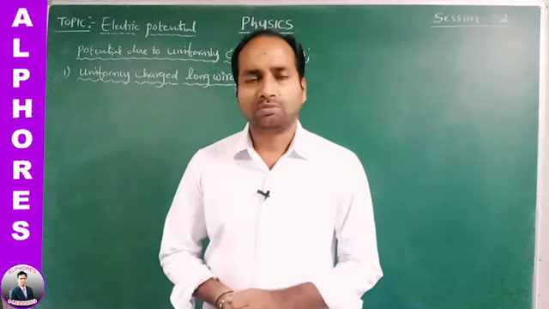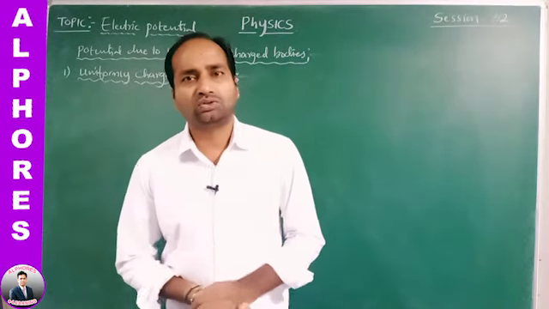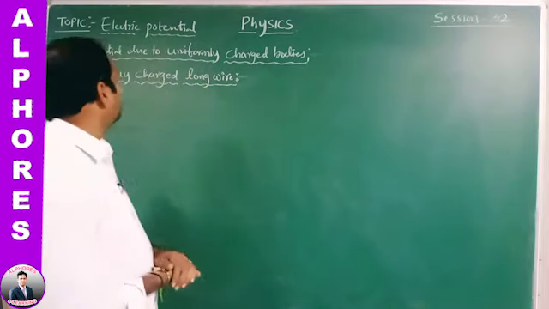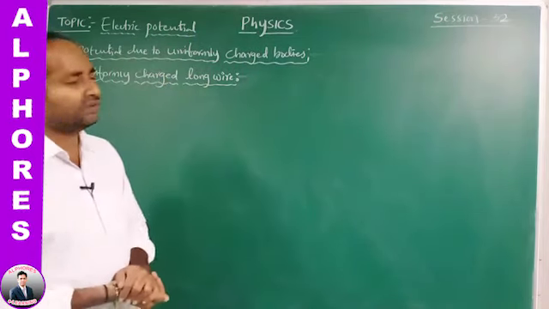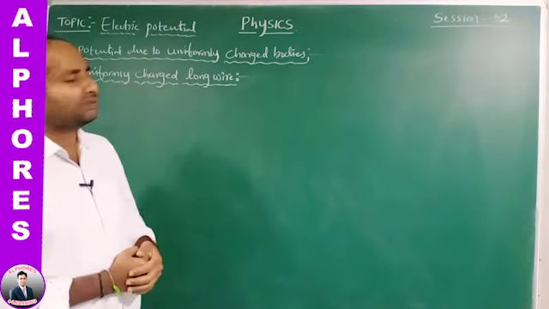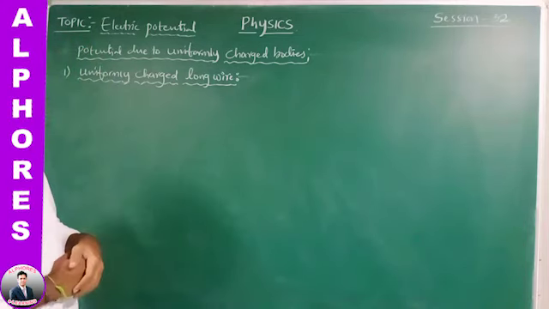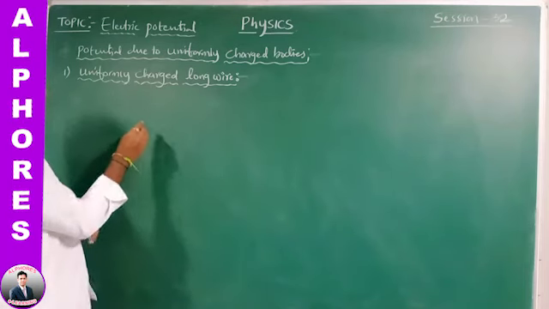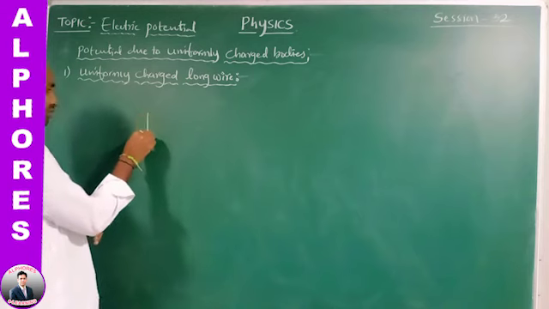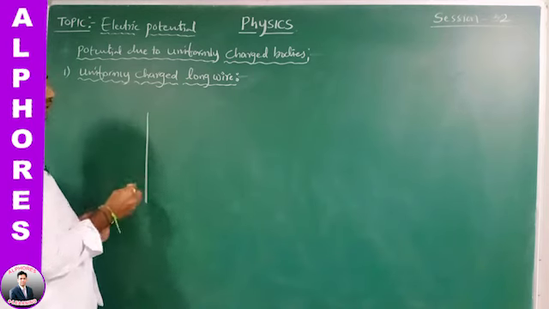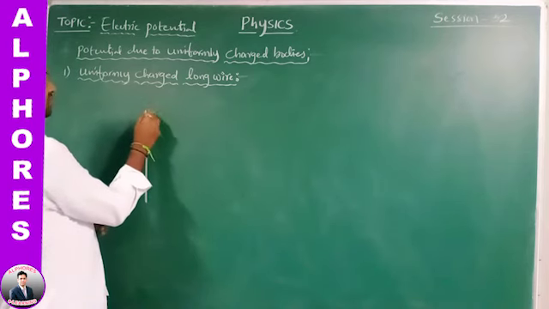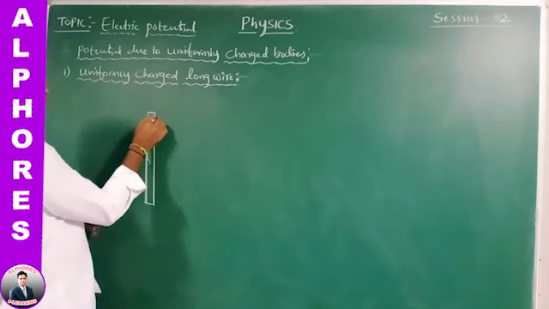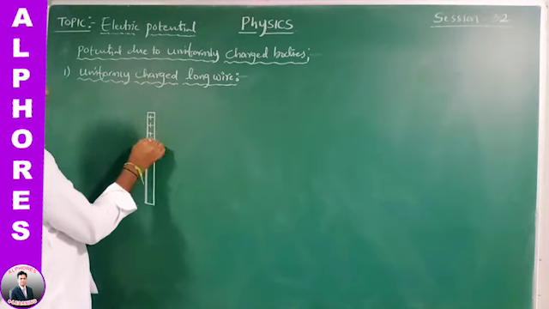Today's topic is the potential due to some uniformly charged bodies. The first one is a uniformly charged long wire. For example, let us consider a uniformly charged long wire. Let us take it is given a positive charge. A positive charge plus Q is given to the wire, which is uniformly distributed.